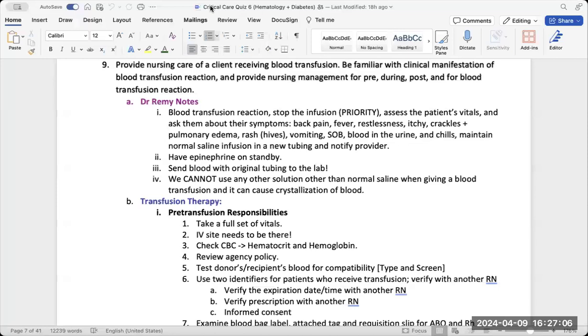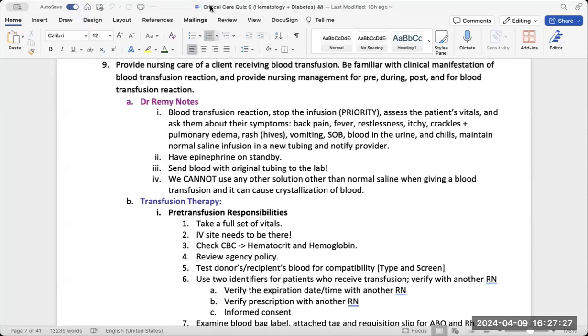Through auscultation, they could have a visible rash, or complain that a rash is developing. They could feel nauseous and want to vomit. Shortness of breath. They could even have blood in the urine or have chills. Anything like that. They're like, "Oh, nurse, I have back pain." Oh, they're showing that they're having a fever.